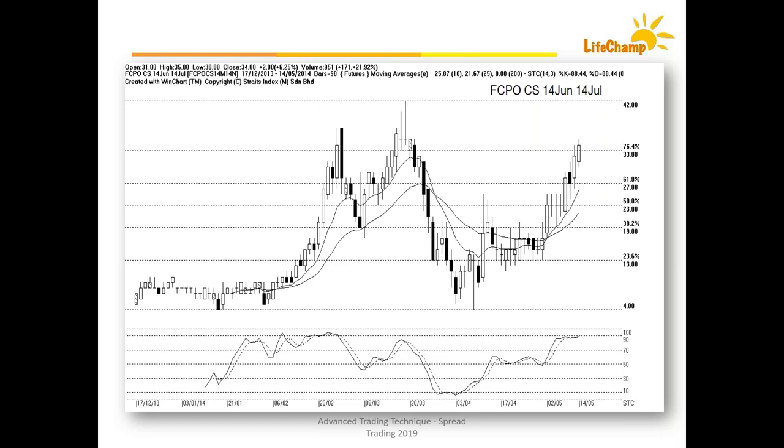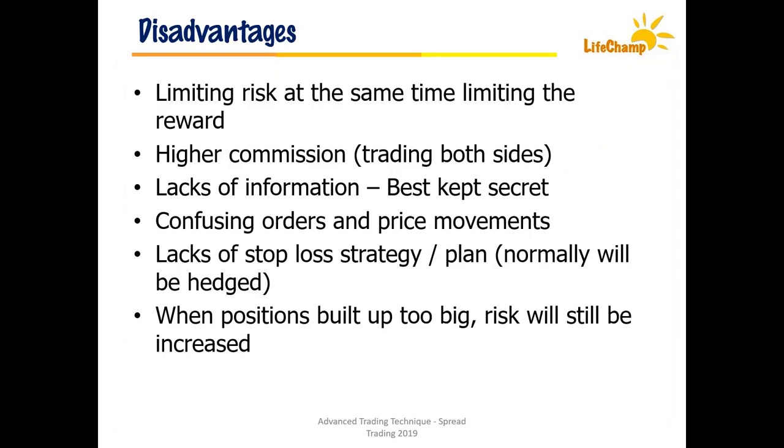A few years ago, due to El Nino and all this, the spread was trading in a positive direction. With that, I need to share the disadvantages with you as well, because something good is always associated with something not so good. Limiting risk at the same time also limits your reward. If you limit the risk because you're taking less risk, and risk is always associated with reward, then you're also limiting your reward.